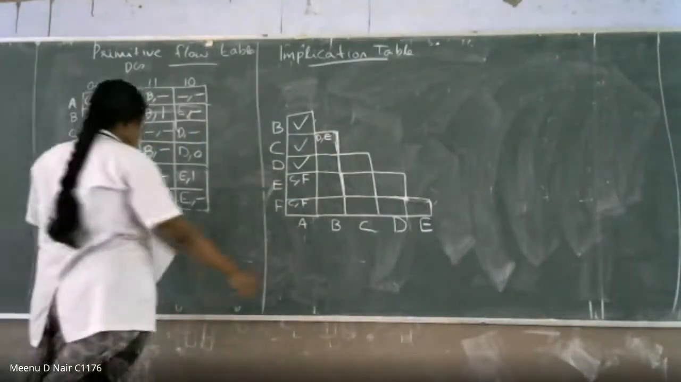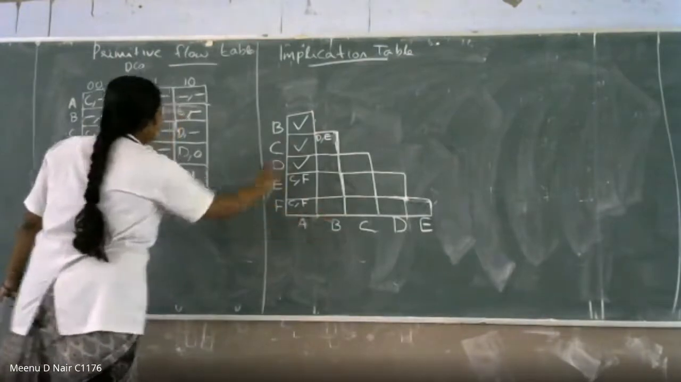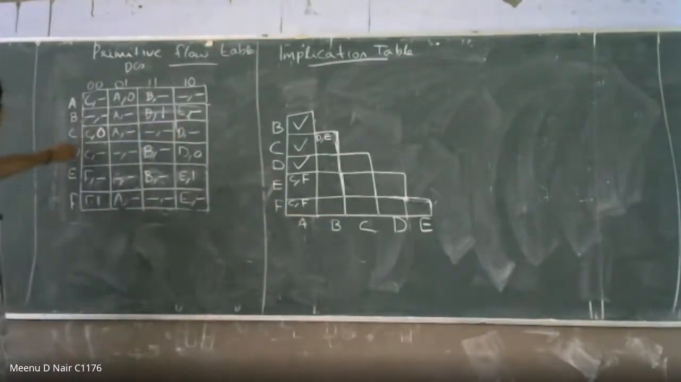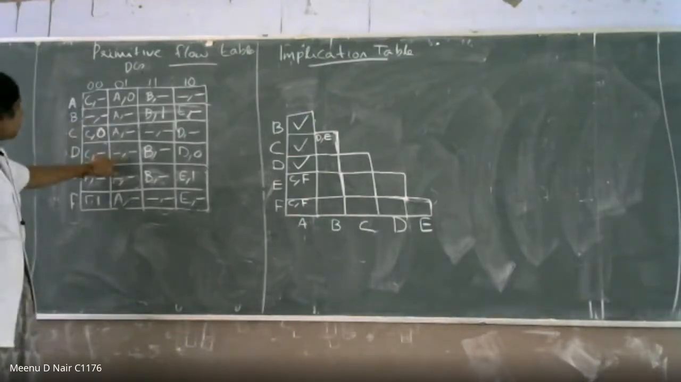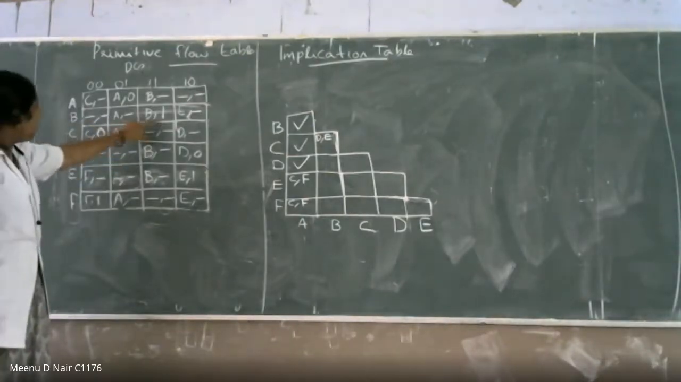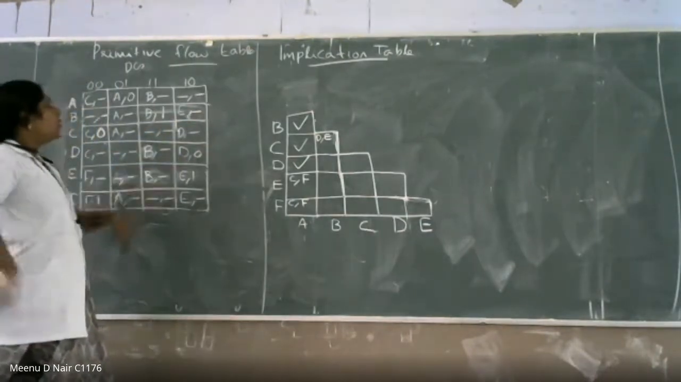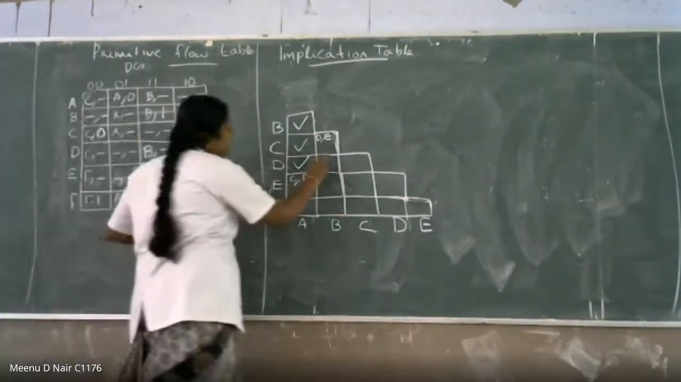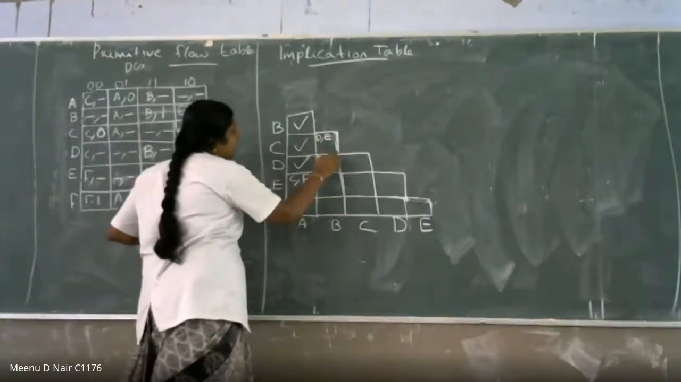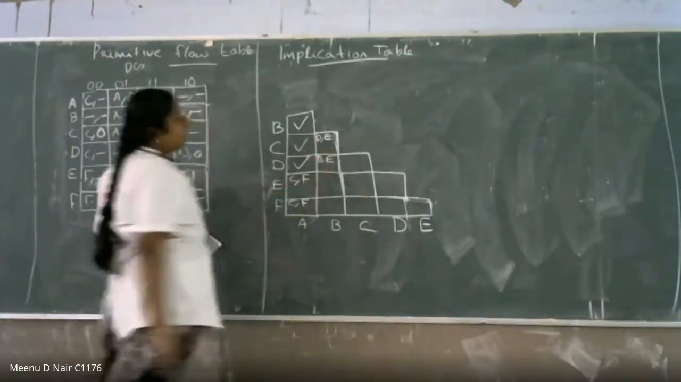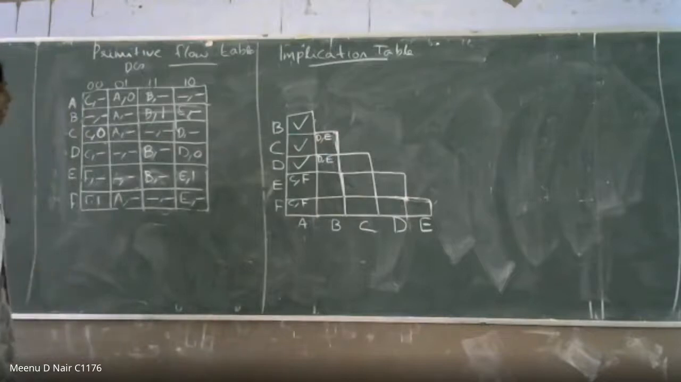Then next one is B comma D. Dash comma dash, C comma dash is comparable. A comma dash is comparable. B comma 1, B comma dash is comparable. E comma dash, D comma 0, it is not comparable. So again you are putting it as D comma E is not comparable.